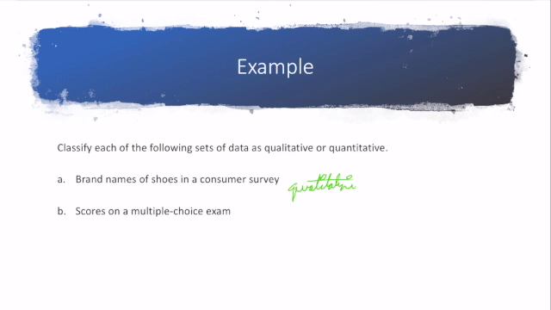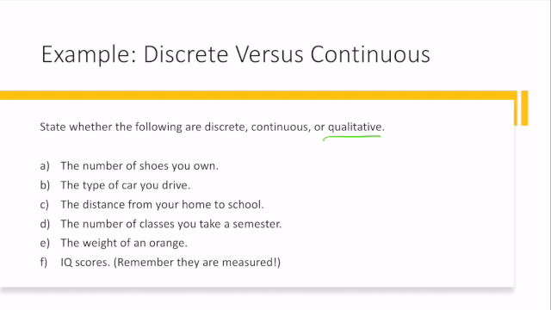So let's go ahead and determine which are discrete and which are continuous or qualitative. So the number of shoes you own, can that take on partial values? Can you own 7.3 shoes? No. So this is going to be discrete. What about the type of car you drive? Well, that can't be measured, right? That's going to be qualitative. How about the distance from your home to school? That's going to be continuous.